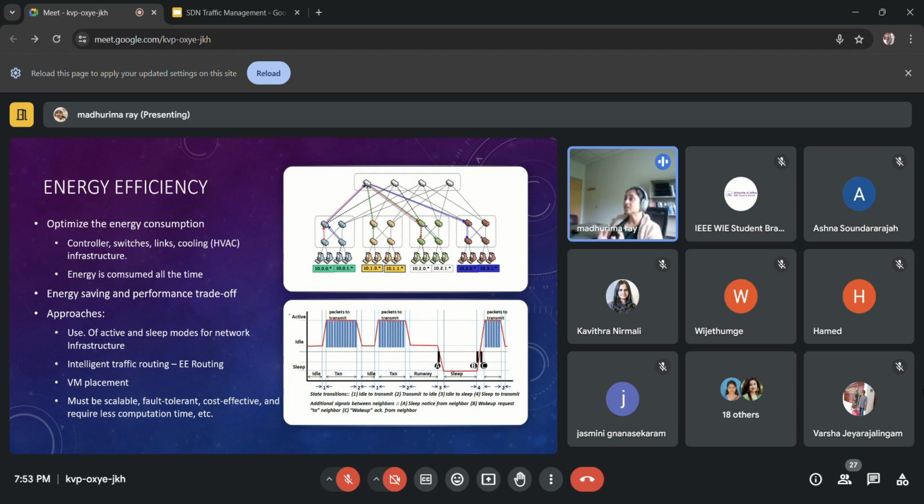So what if we can turn off some sections of the network when it is possible, right? That is not possible for a traditional network, or it's possible, but it comes with different challenges. But this is much easier in the case of software-defined networks.